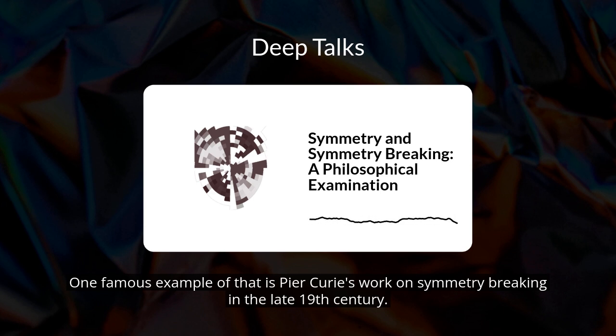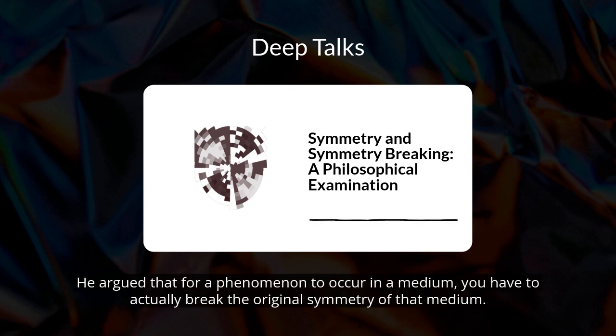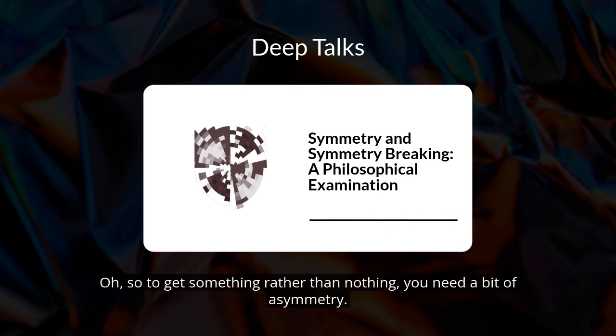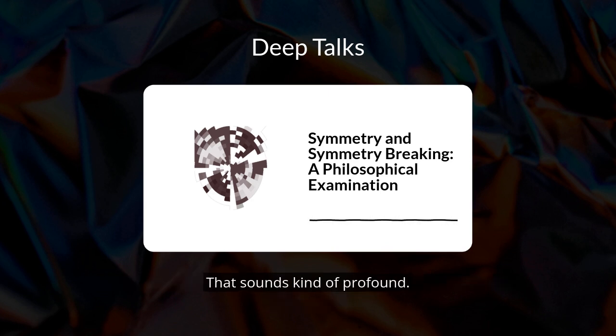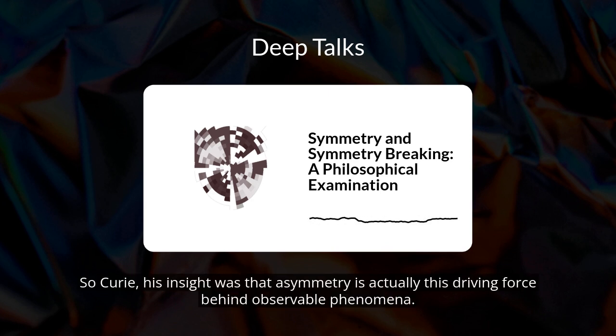One famous example of that is Pierre Curie's work on symmetry breaking in the late 19th century. He argued that, for a phenomenon to occur in a medium, you have to actually break the original symmetry of that medium. Oh, so to get something rather than nothing, you need a bit of asymmetry. That sounds kind of profound. Tell me more about Curie's work. So Curie's insight was that asymmetry is actually the driving force behind observable phenomena.